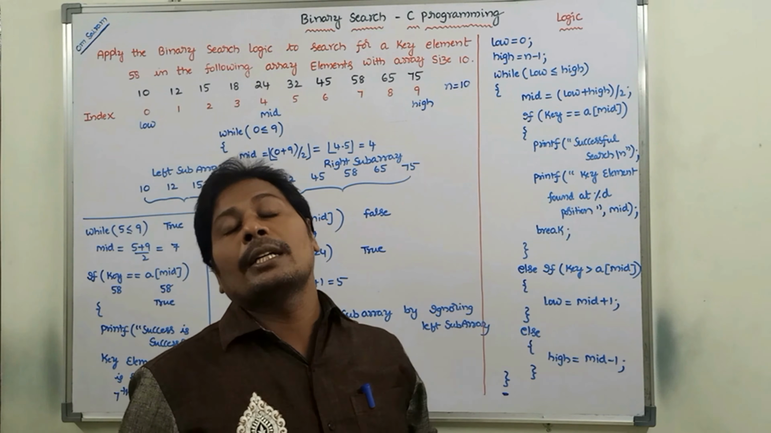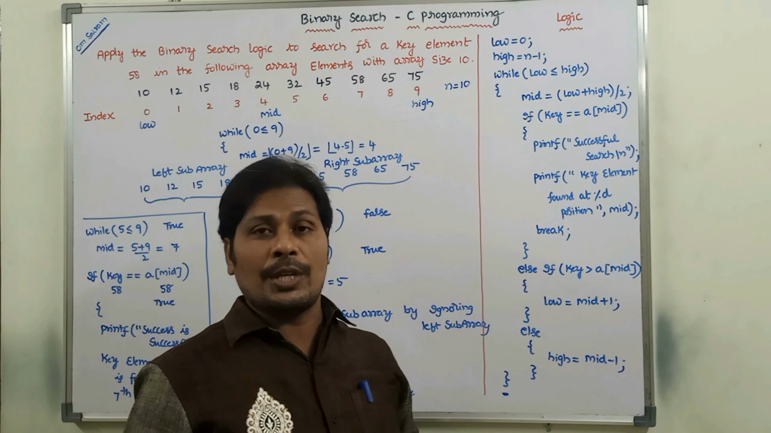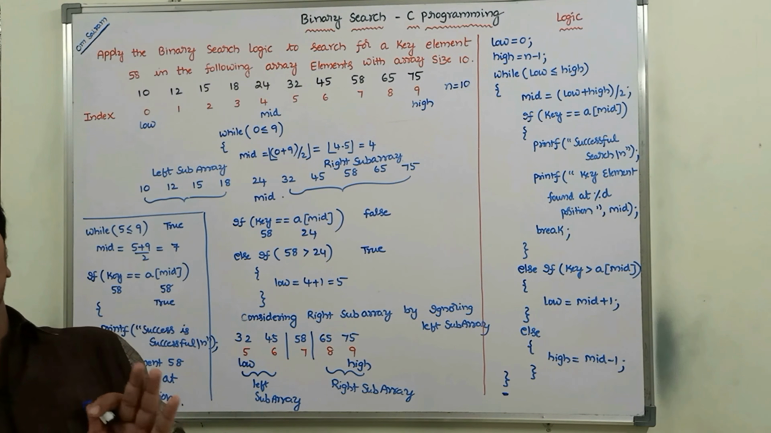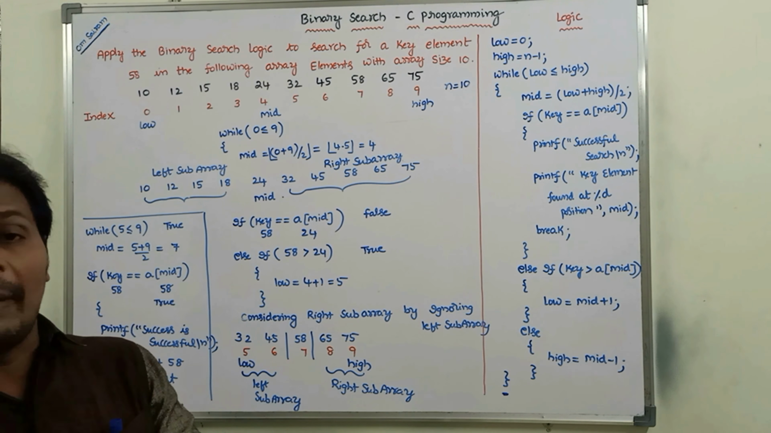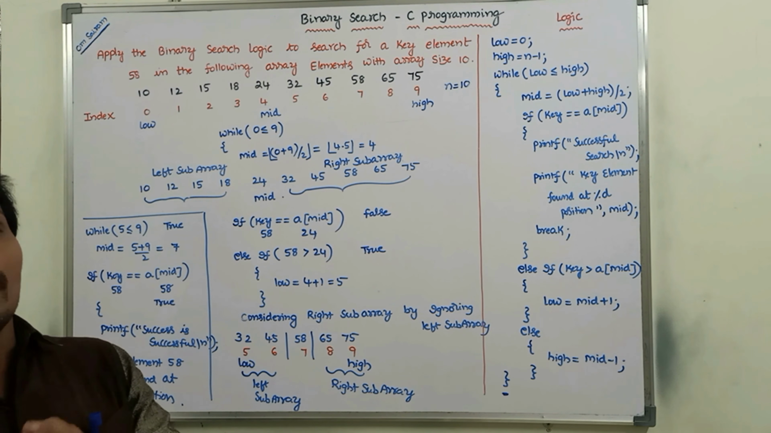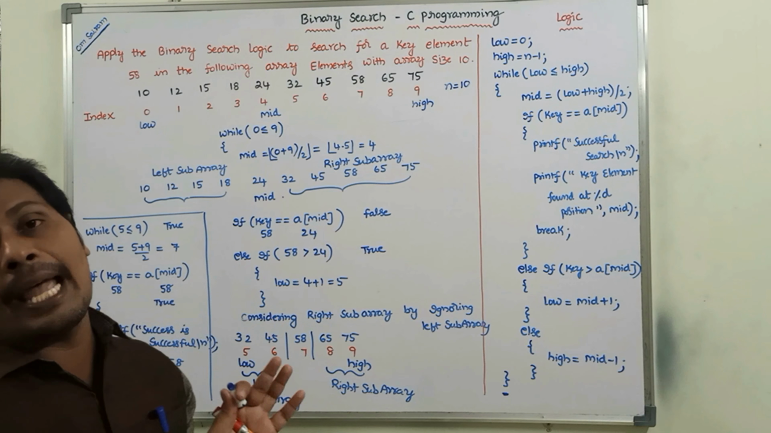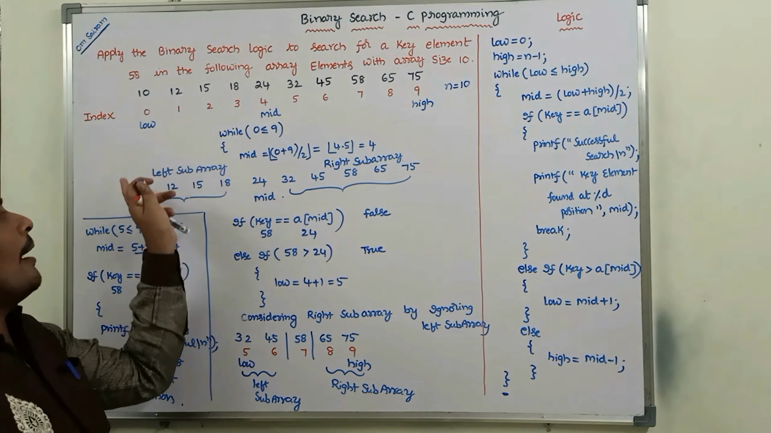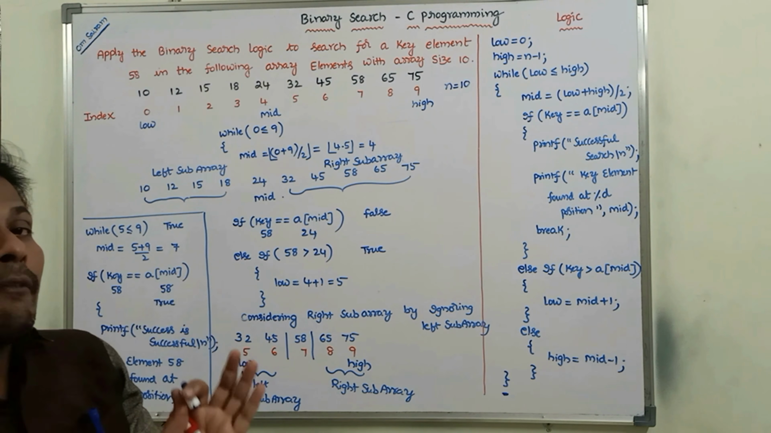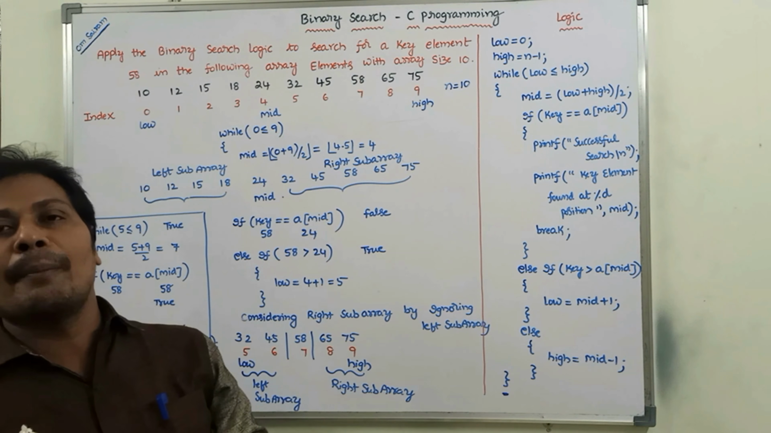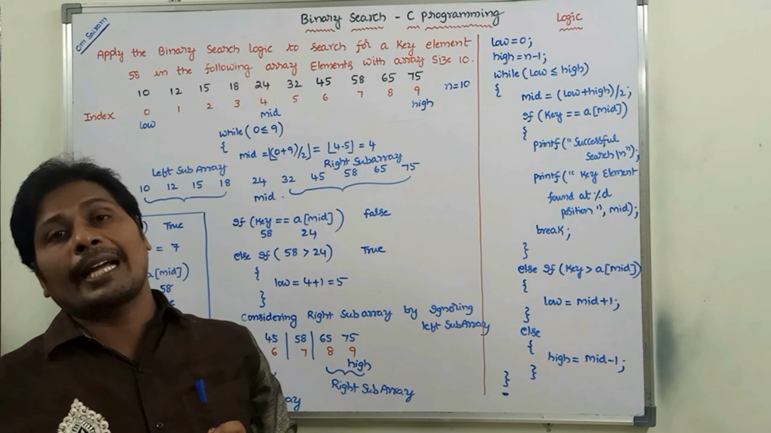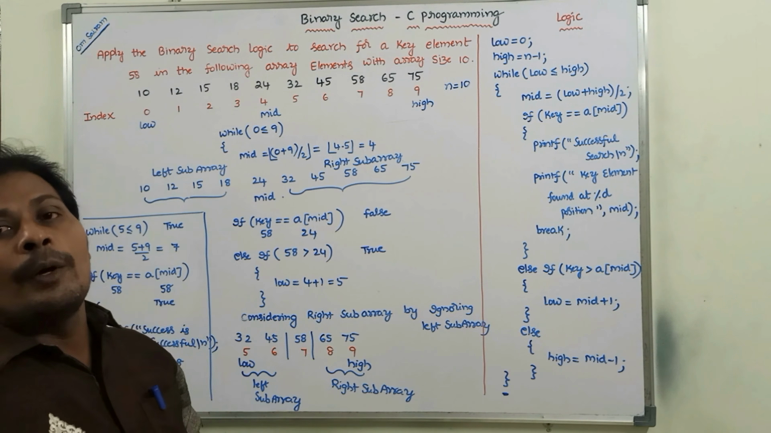Next, the key element is found at %d position. After that, the break statement is executed. Suppose the key element is not found at the mid position. Then the key element is compared with the mid value. If the key element is less than the mid value, we consider the left sub array by ignoring the right sub array. If the key element is greater than the mid value, we ignore the left sub array by considering the right sub array.